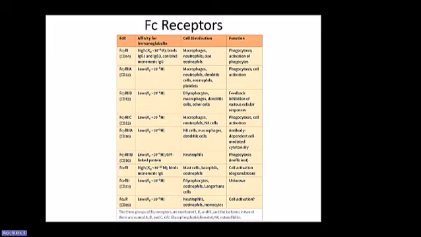Fc epsilon R1 and R2, there are two, but R1 is the most important, and its activation helps with mast cell activation and degranulation. And then Fc alpha R is for IgA. It binds to IgA. These receptors are present on various cells like neutrophils, eosinophils, and monocytes.